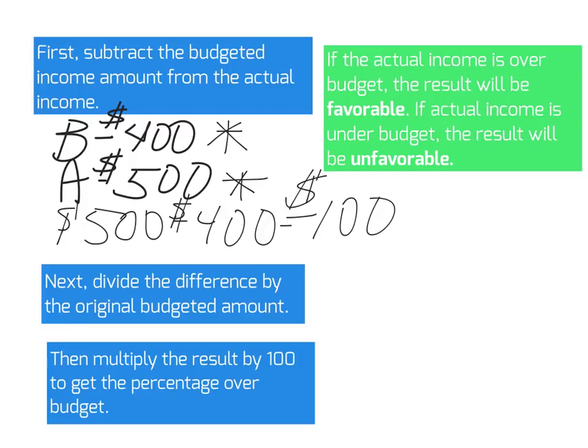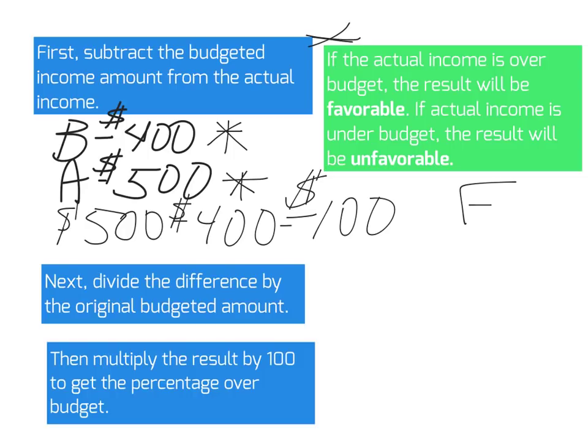Now, if you look at this, you'll see that we actually earned more than what we had budgeted, $100 more. If the actual income is over budget, the result is favorable. So we would label that with an F, or favorable. If the actual income would have been under our budgeted, the result would be unfavorable and we would not have enough money to pay all of our bills.